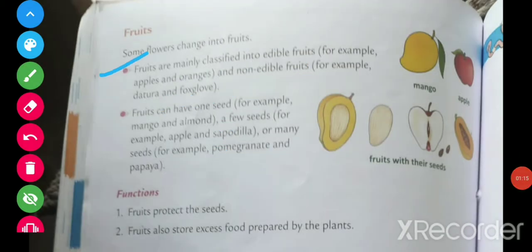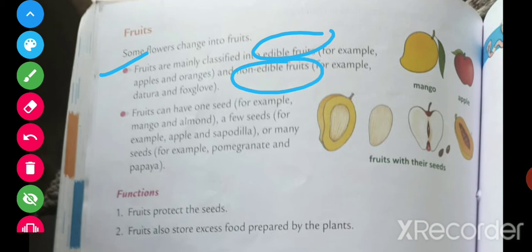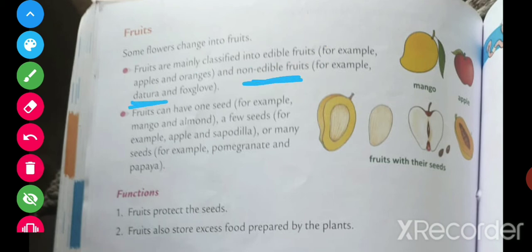Fruits are mainly classified into edible fruits and non-edible fruits. Edible fruits examples are apple and mangoes. Non-edible fruits example is datura. We have already heard about bhang, datura. Foxglove means many flowers which are not edible.